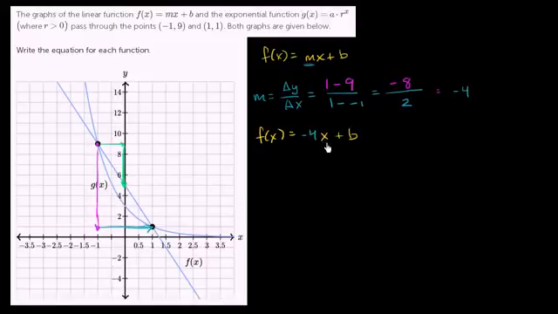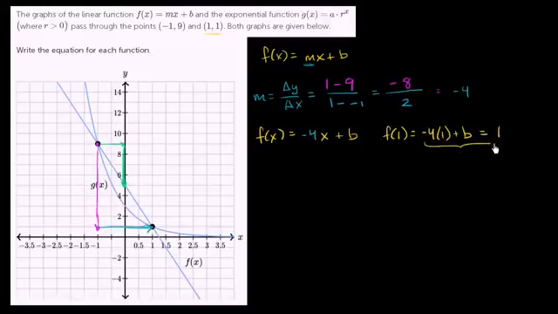So now let's think about what b is. So to figure out b, we could use either one of these points to figure out what f of x, given an x, what f of x is, and then we can solve for b. So let's try 1, because 1's a nice simple number. So we could write f of 1, which would be negative 4 times 1 plus b. And they tell us that f of 1 is equal to 1.